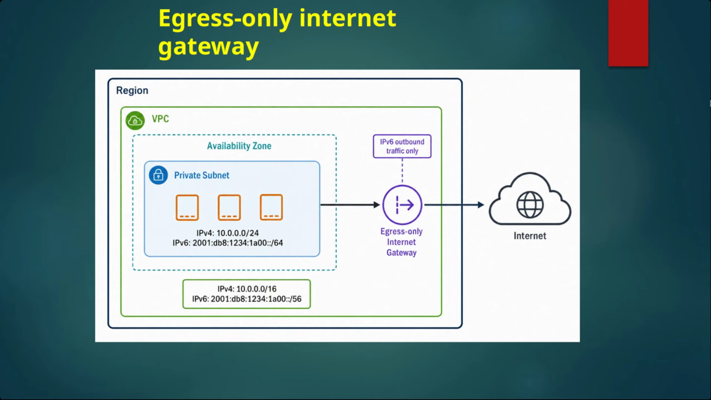An Egress-Only Internet Gateway is a scalable, fault-tolerant, and highly available VPC component. It enables instances within your VPC to initiate outbound IPv6 communication with the Internet while preventing external internet resources from starting IPv6 connections to those instances.